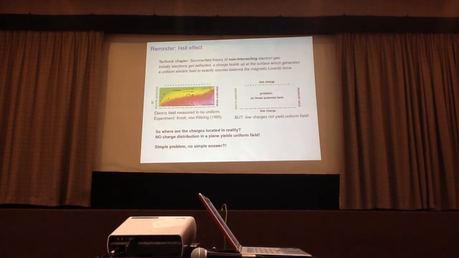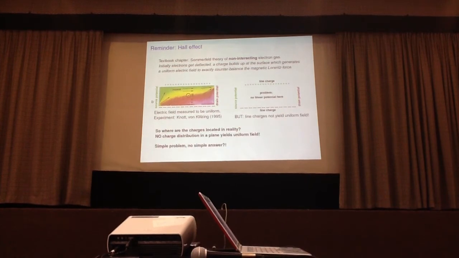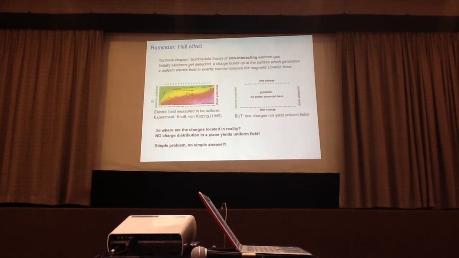I should point out these colors here are not printed by me, but this is a picture from an experiment done in the group of von Klitzing. Actually, this is on the integer quantum Hall effect, but it gets a similar potential. And this color scale indicates that the potential is in fact experimentally verified to be more or less uniform across the device.